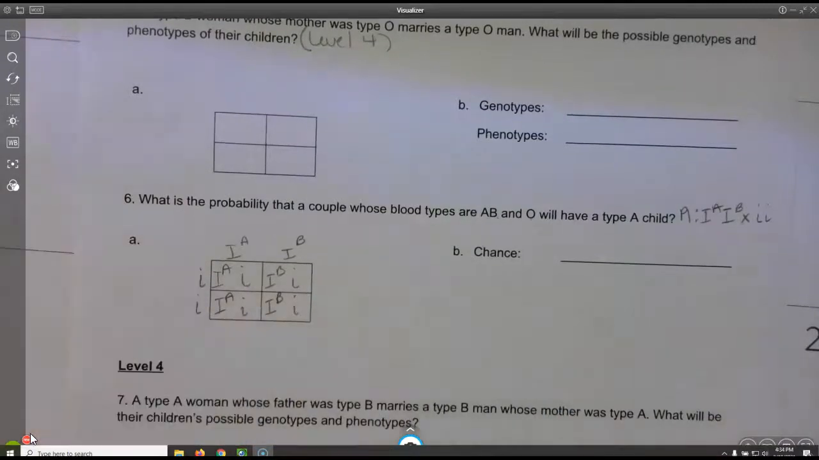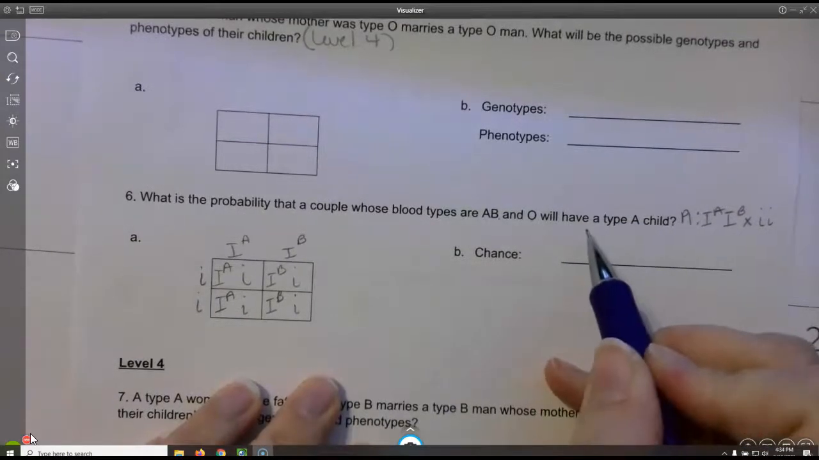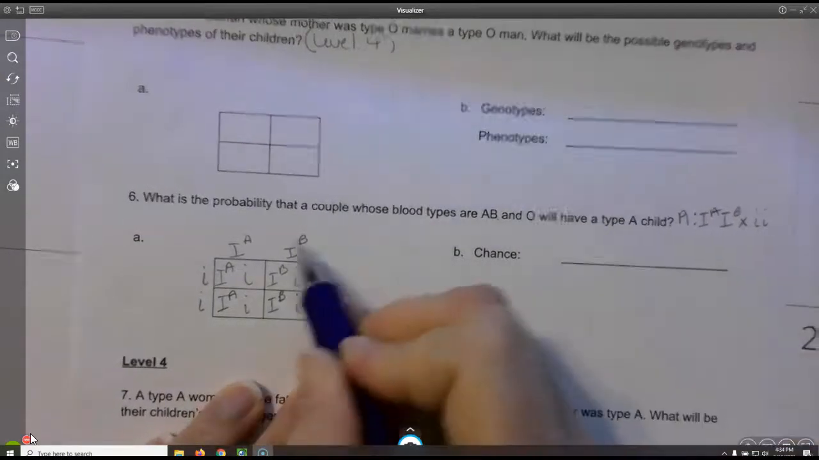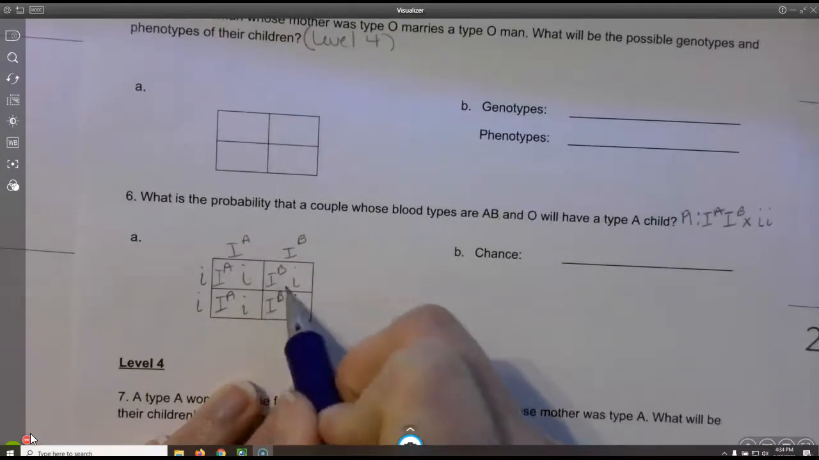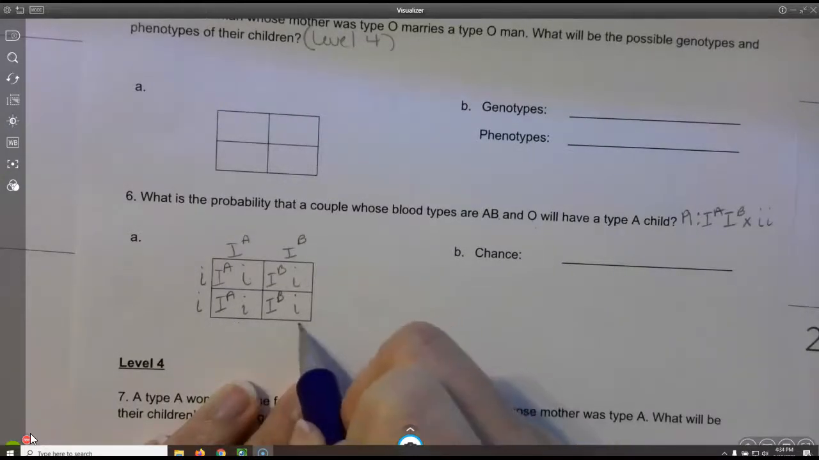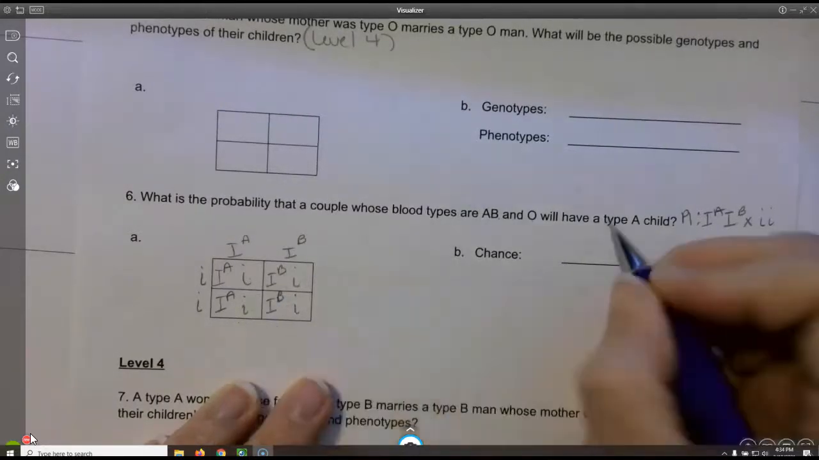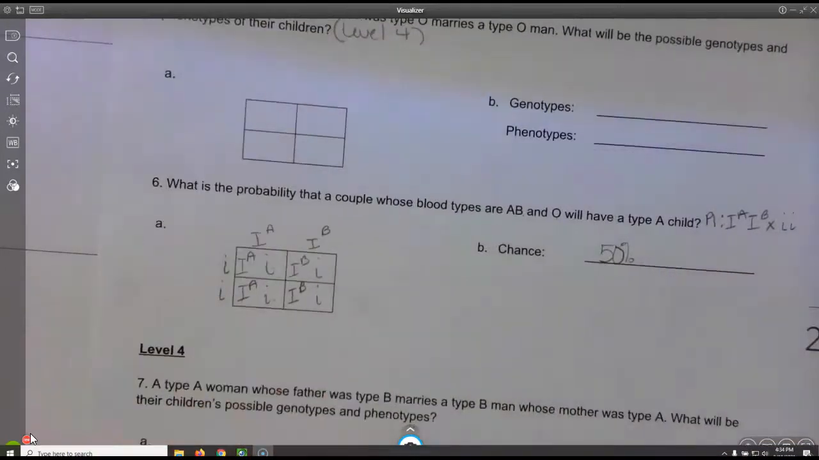Okay? So what is the percent chance that a child will have type A given these parents? Well, we have a 25% chance in this box, none in that, and a 25% chance in this box, and none in that. So 25% plus 25% is going to give you a 50% chance that you will have a type A baby if you have one parent being AB blood and the other one being O.